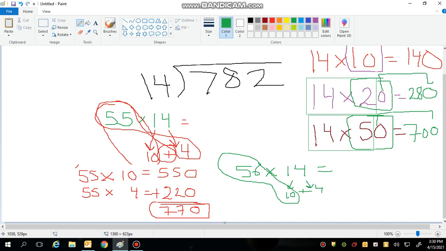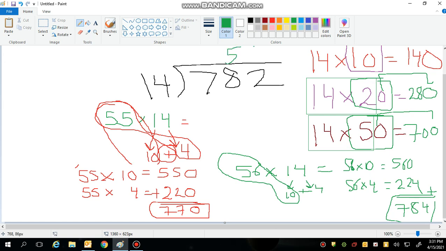56 multiplied by 10 is 560. And of course, 56 times 4 is 224. I'm going to add up these two numbers, and I should get 4, 8, 7. 784. Not bad. That's a pretty close number too, guys. So 56 and 55. If I had to choose between one or the other, I'll go with 56 because that is very close to 782 when you multiply by 14.